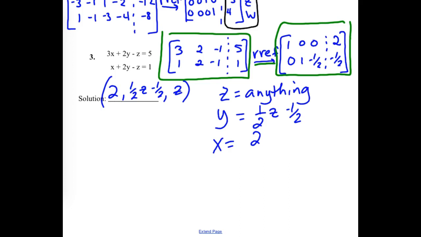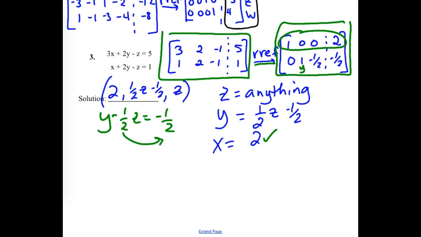When we look at our first equation here, we are told that x equals 2. So we automatically know that x is 2. Then we look at our second equation. This would be our y. So we have the equation y minus 1/2 z equals -1/2. And then if we bring this -1/2 z to the other side, we get our expression for y. So that's where this solution came from. x is 2, y is 1/2 z minus 1/2, and z can be anything.